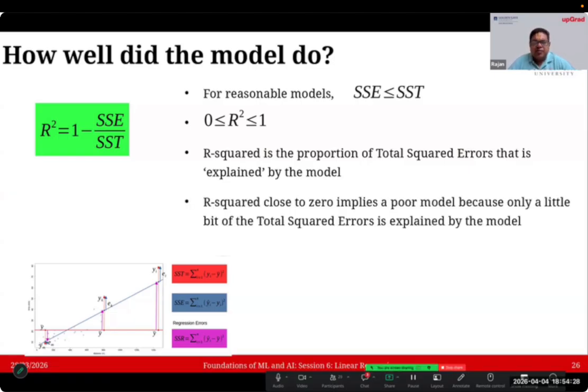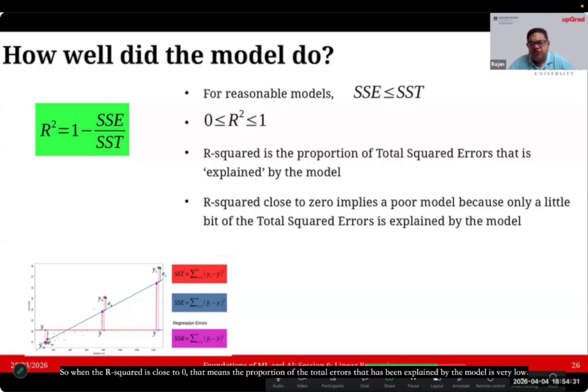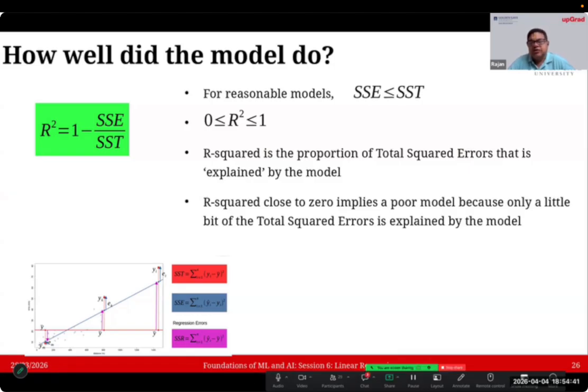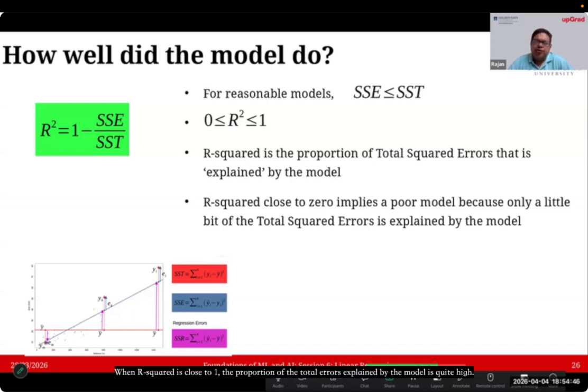When the R squared is not close to 1, necessarily, that means the proportion of the total errors that has been explained by the model is very low. Therefore, the model is a poor model. When R squared is close to 1, it might not give us a very clear idea of how the model is, but the proportion of the total errors explained is quite high. Therefore, this is a good model.